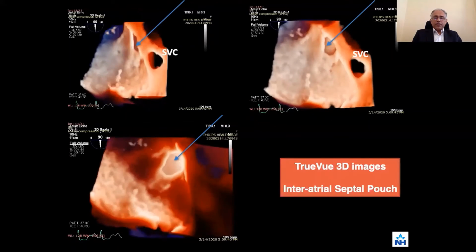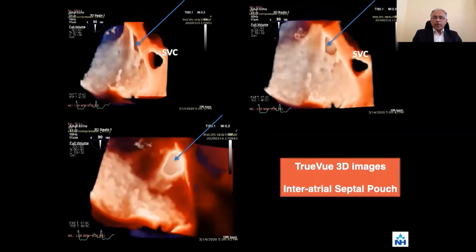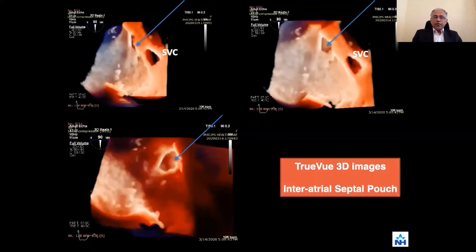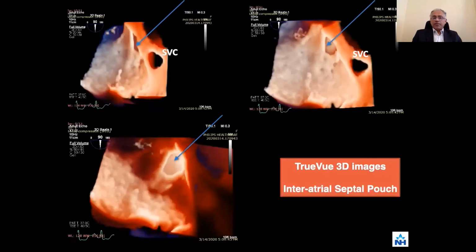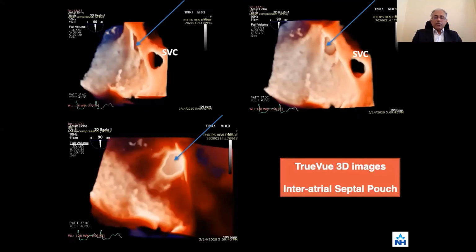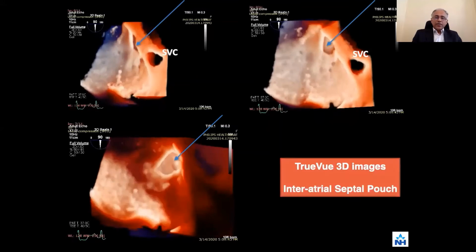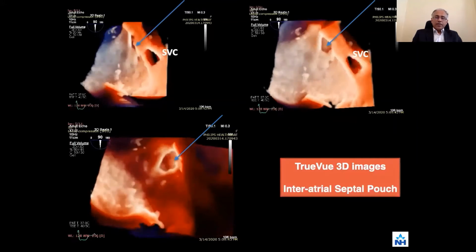It is something which was never seen before, which you could never achieve before. And these TrueView images truly make it worthwhile in how one can look at these atrial septal defects, the pouches especially. So look at the top one. You can just see the slit. You're looking at the interatrial septum right at the top, and you can see that crescent, oval-shaped structure is the SVC, and the septum on this side is the left atrium. That is where it is prominently seen.